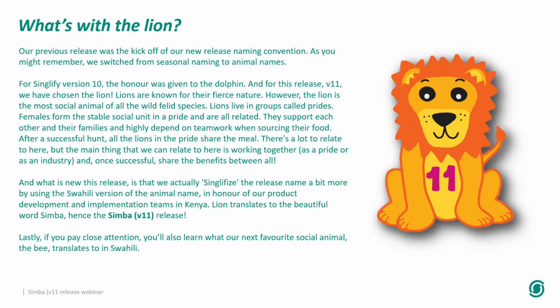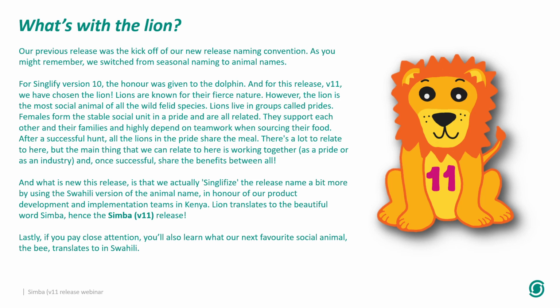As you might remember, our previous release was the kickoff of our new release naming convention. We switched from seasonal naming to animal names. For Simplify version 10, the honor was given to the dolphin, and for this release, version 11, we've chosen the lion. Lions are known for their fierce nature. However, the lion is the most social animal of all the wild felid species.